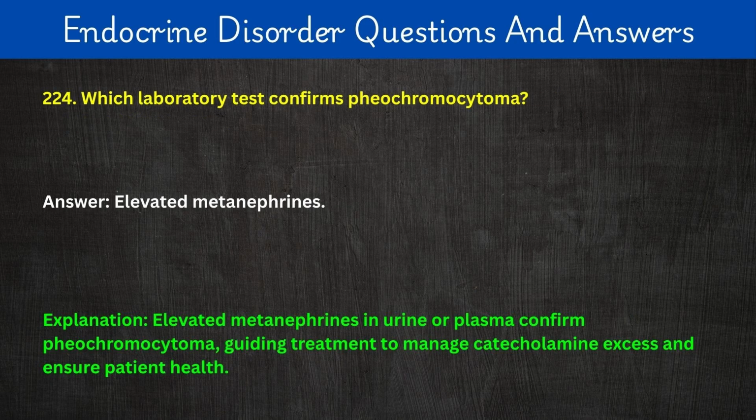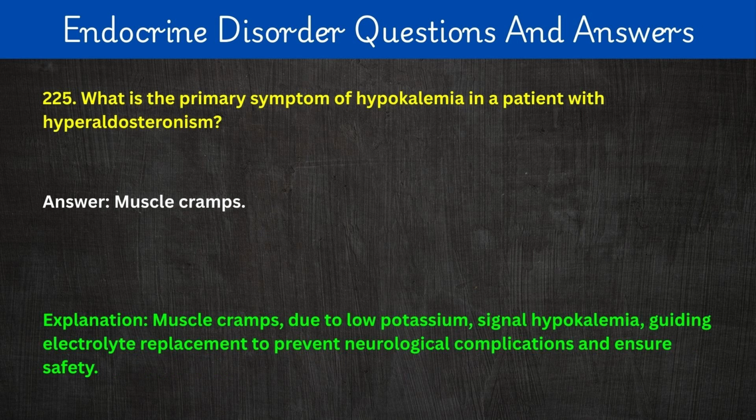224. Which laboratory test confirms pheochromocytoma? Answer: elevated metanephrines. Explanation: elevated metanephrines in urine or plasma confirm pheochromocytoma, guiding treatment to manage catecholamine excess and ensure patient health.